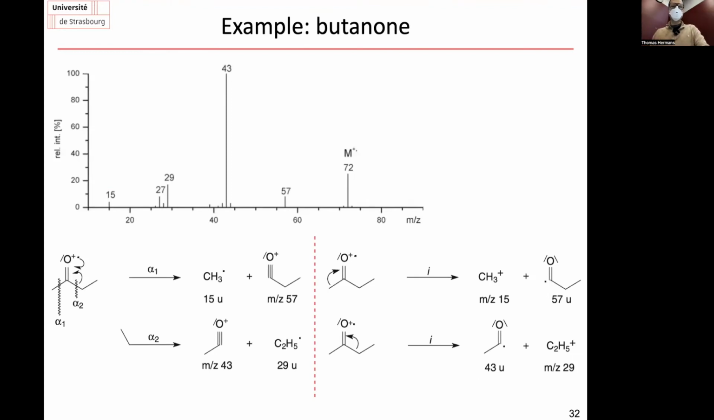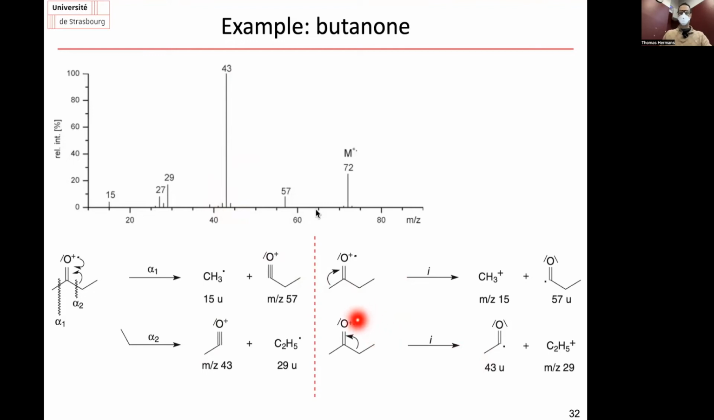Okay, butanone, that's here. The molecular ion peak is 72. Then we can get alpha cleavage either here or here. If we get alpha cleavage here, we get CH3 radical, which is 15, that's this one, or we get this fragment, which is 57. So we see that here. Or we can get alpha cleavage here, and then we get C2H5 radical, which is this one, 29, and this fragment 43, which is the most abundant in this case.